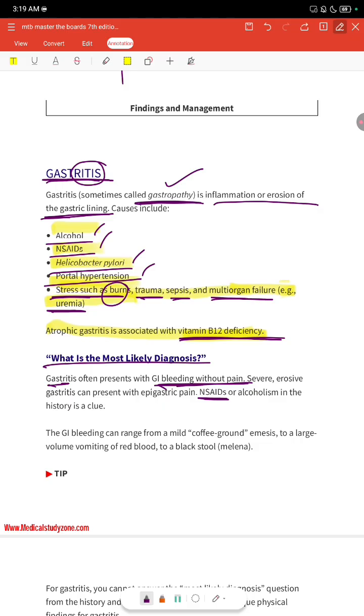The GI bleeding can range from a mild coffee ground emesis, that is mild coffee ground colored vomitus, to a large volume vomiting of red blood, to a black stool, melena. So as it counts as upper GI bleed, it can either present as a mild coffee ground emesis, or a large volume vomiting of red blood, or it can also present as a black stool, which is also called melena.